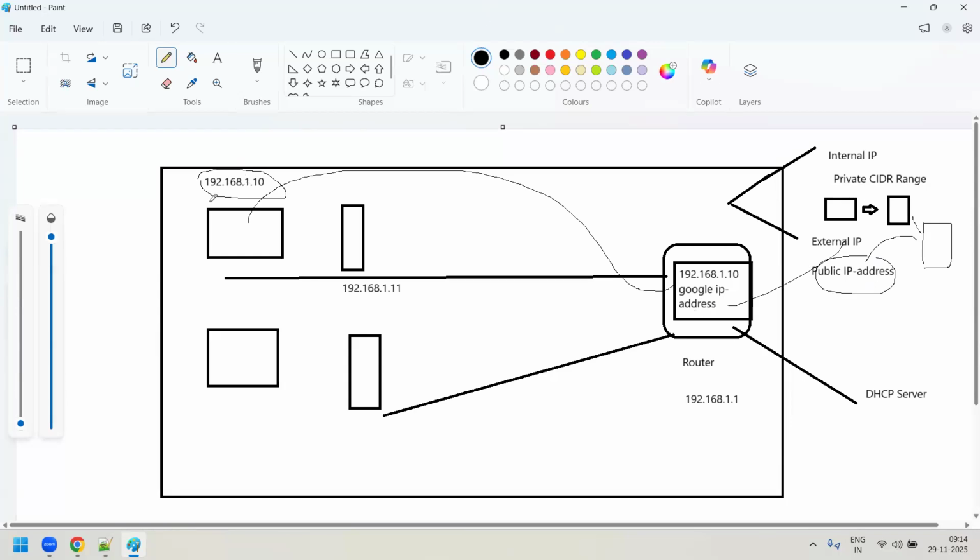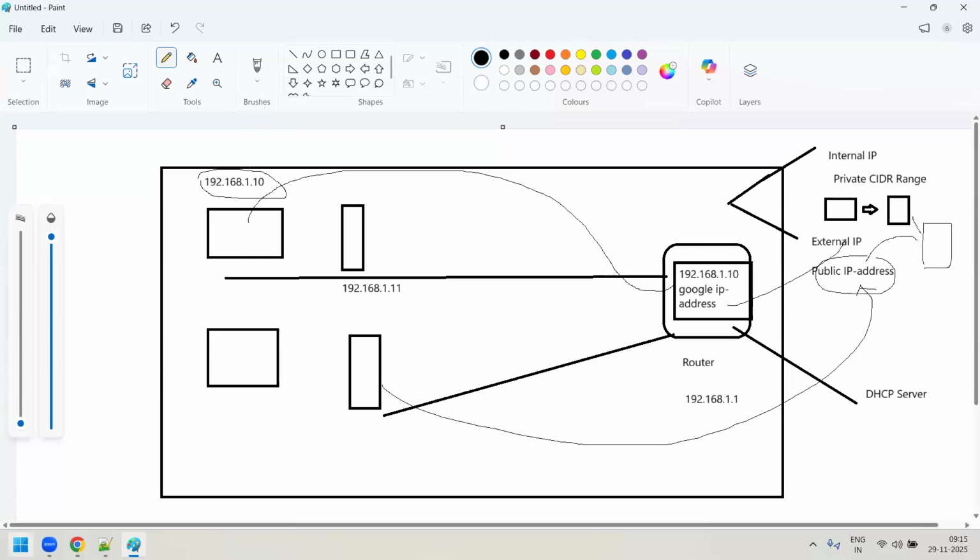Now you might have one device, two devices, or 100 devices, n number of devices in your home network. All these end devices will be communicating with the same public IP, only one public IP. It doesn't mean that if I have 255 devices, there have to be 255 public IP addresses. No, only one IP address is sufficient to communicate with the internet.